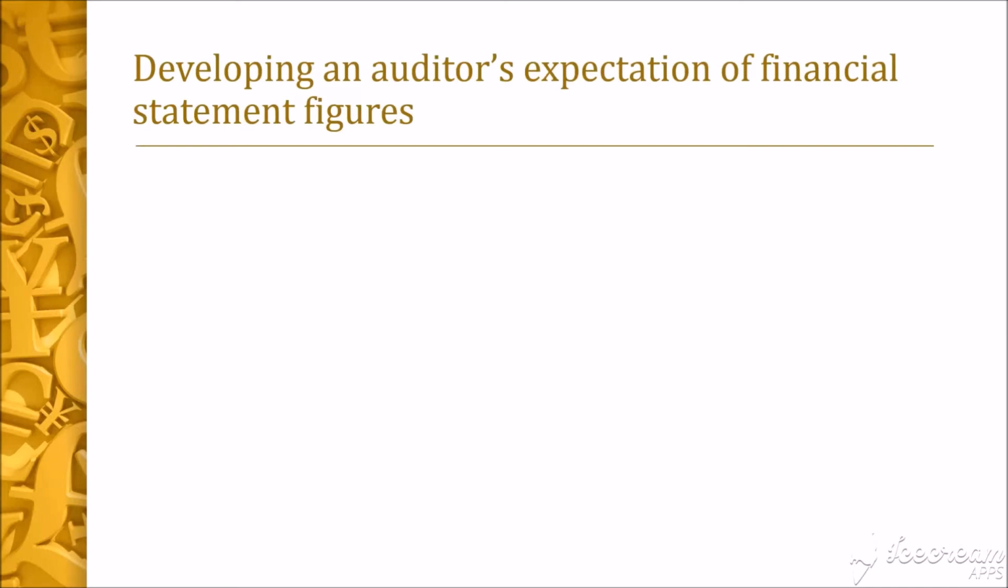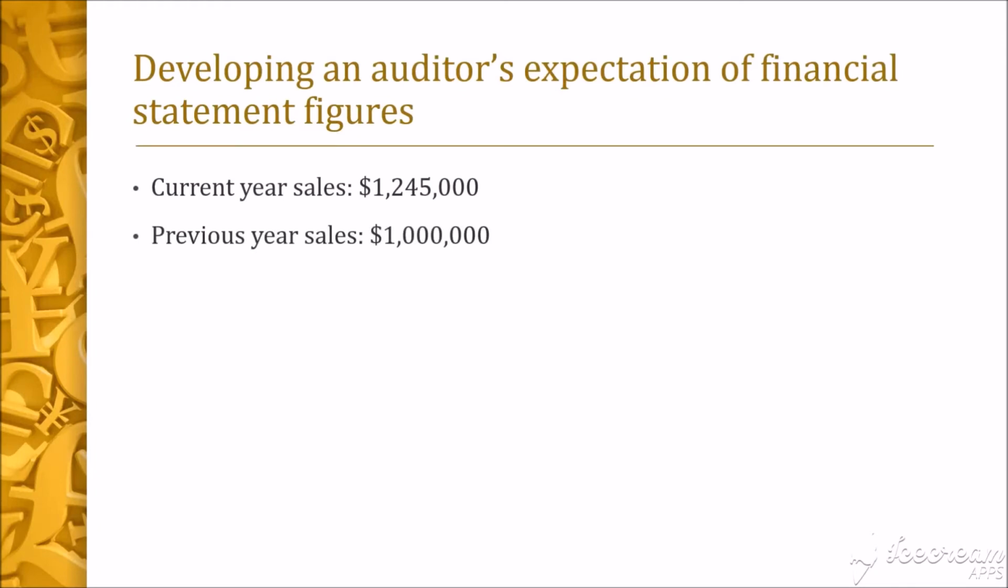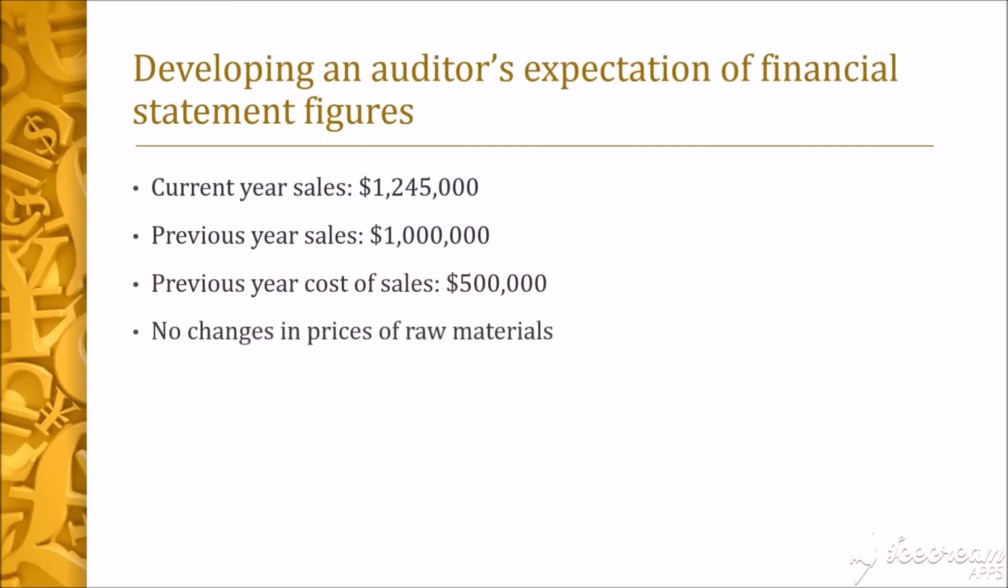Let me give you an example. Let's assume the current year's sales figure is 1,245,000. Previous year's sales, 1 million. Previous year cost of sales, 500,000. There is no changes in the price of raw materials. Develop an auditor's expectation for the current year cost of sales figure.